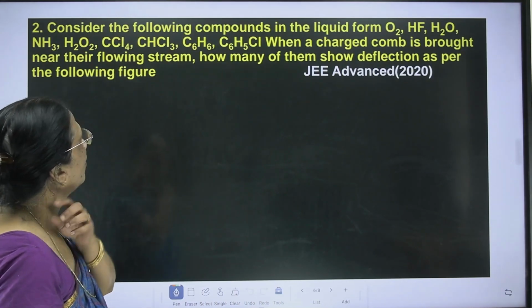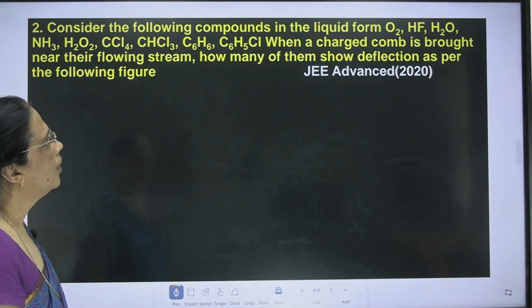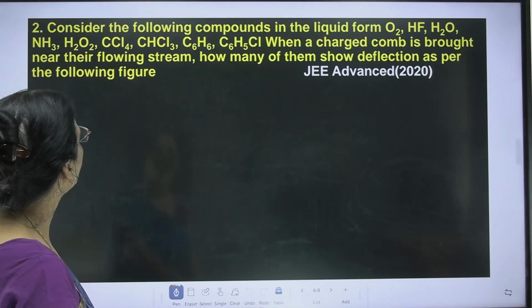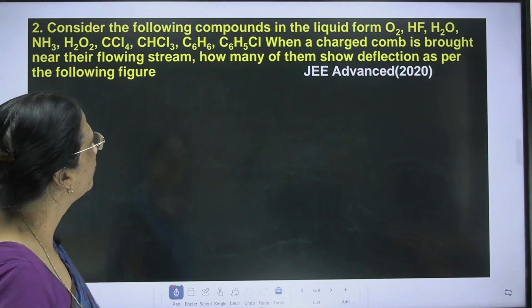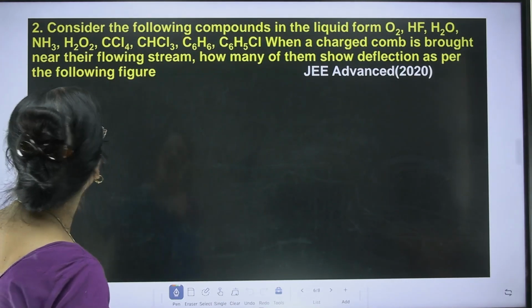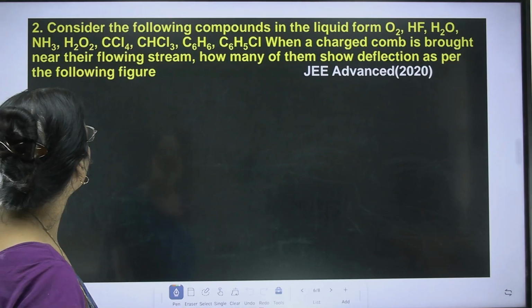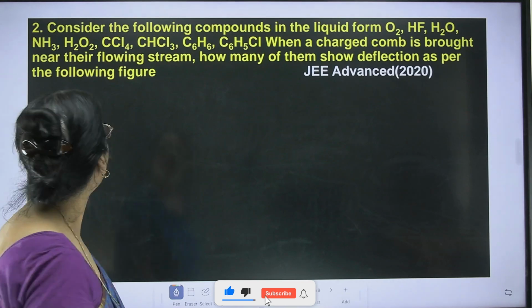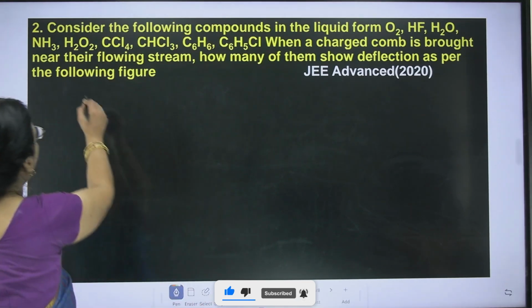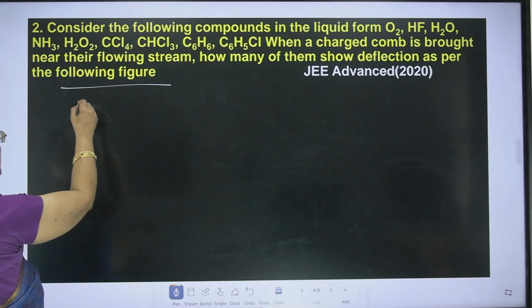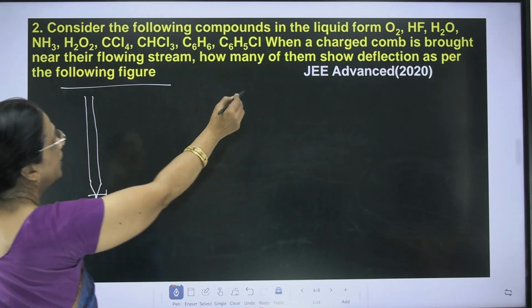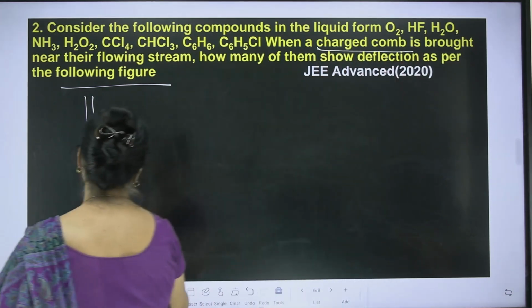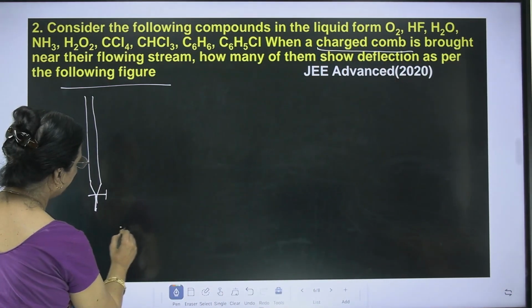Consider the following compounds in the liquid form: oxygen, hydrogen fluoride, water, ammonia, H2O2, carbon tetrachloride. These molecules are given in the liquid form. When a charged comb is brought near their flowing stream, how many of them show deflection as per the following figure? Here you see a charged comb is taken. Clear? Charged comb is taken like this in the question.